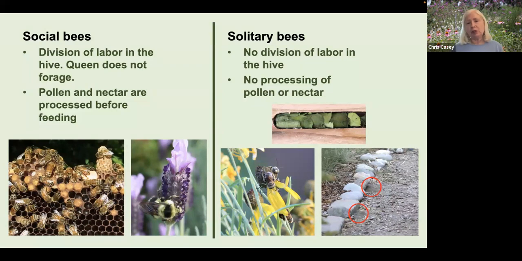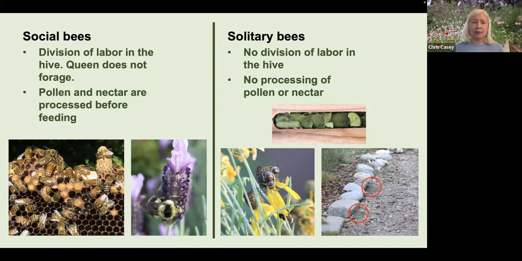The other distinction with social bees compared to solitary bees is that pollen and nectar are processed before they're fed to the young bees. And this means that there's a certain amount of removal of toxins from those materials. So our social bees are buffered a little bit from some of the environmental toxins that can be harmful to bees. And this is not the case with solitary bees. There's no processing of the pollen or the nectar.